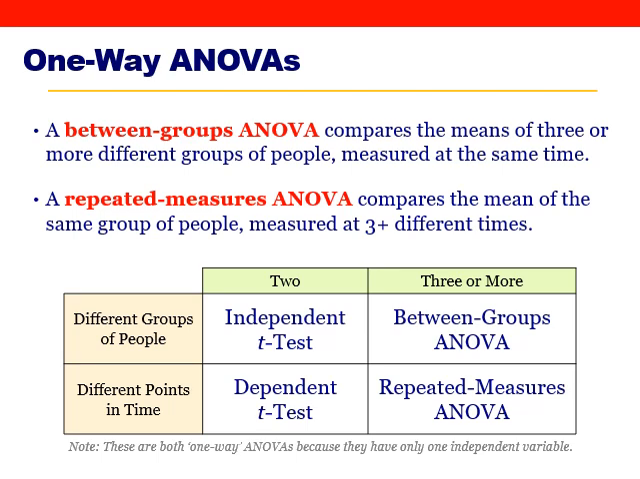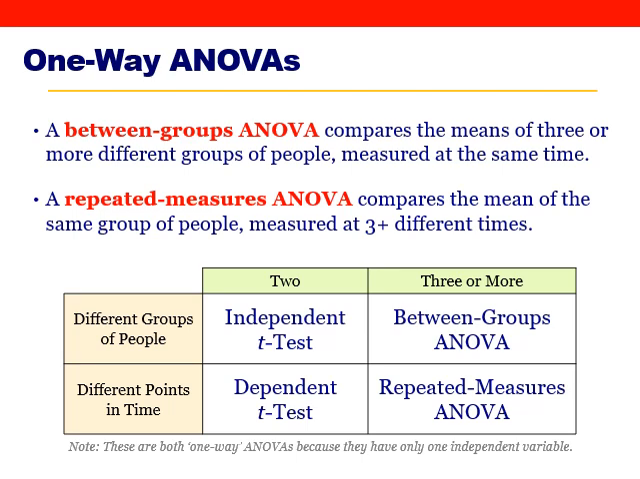Next week, we will learn yet another type of ANOVA test. Both of these tests, the between groups ANOVA and the repeated measures ANOVA, are referred to as one-way ANOVAs because in each case, they only have one independent variable and one dependent variable.